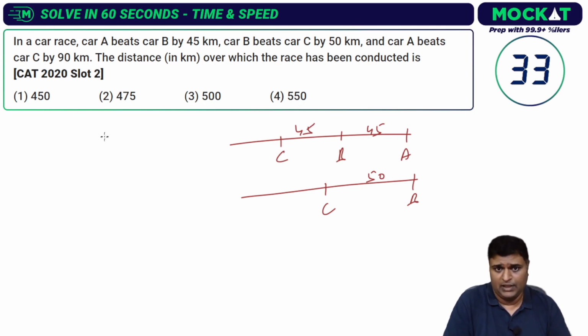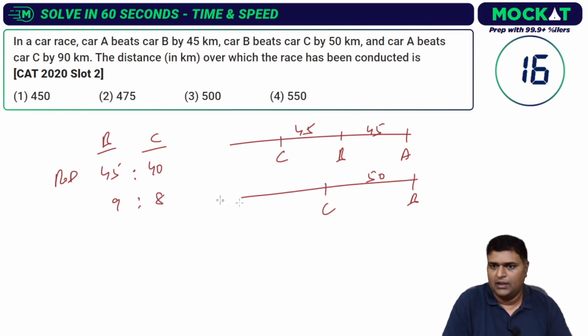So for B and C, I know the ratio of distance is the same as the ratio of speed. Between these two scenarios, when B covers 45, C over here, which was 90 away, is now 50 away, so it has covered 40 kilometers. The ratio of speeds or ratio of distance covered is 9:8.